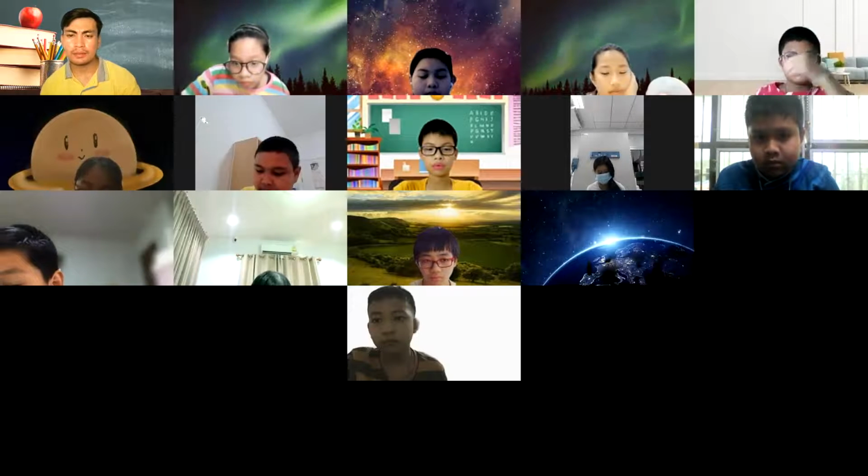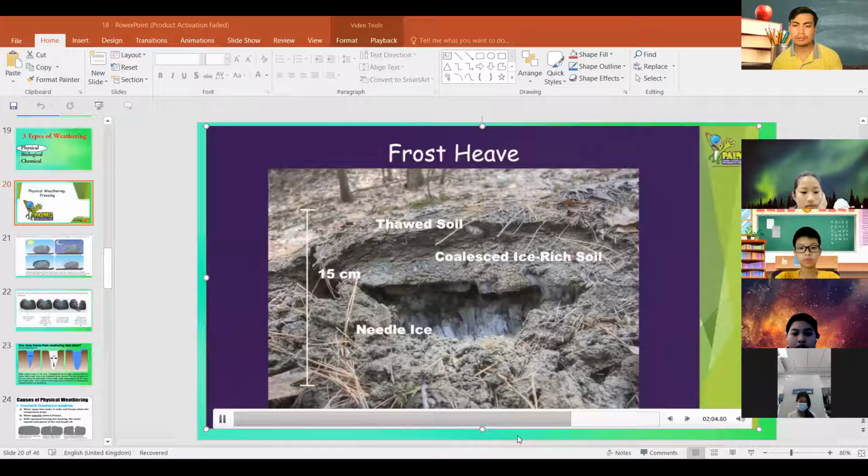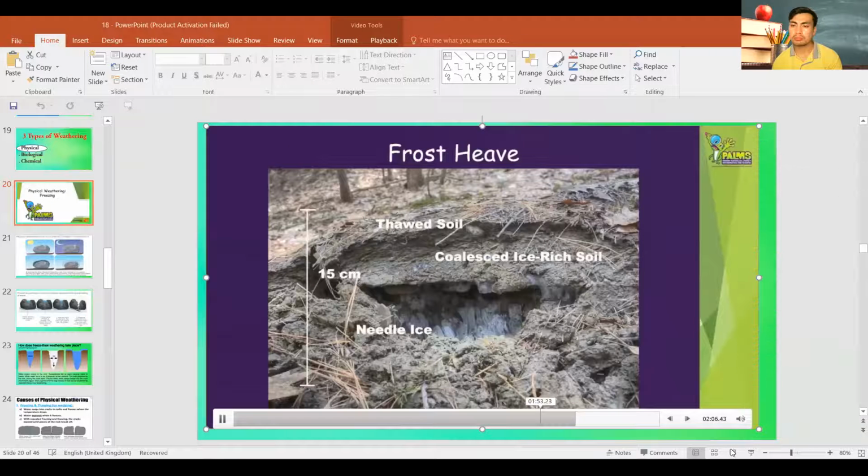Expansion of frozen water is a powerful physical weathering force. This explains frost heave, when soil is lifted up by ice crystals.